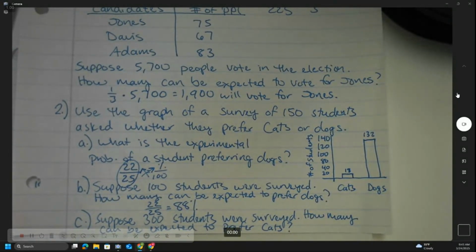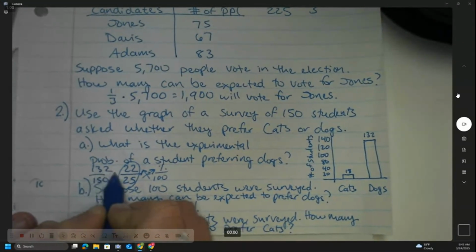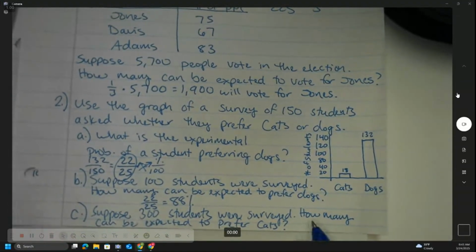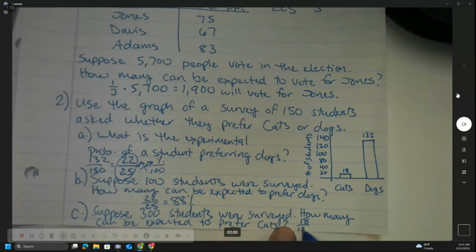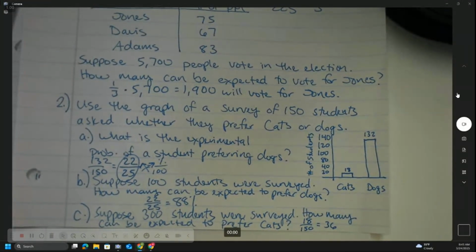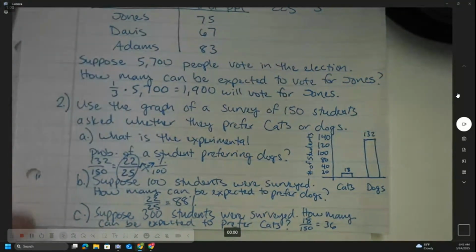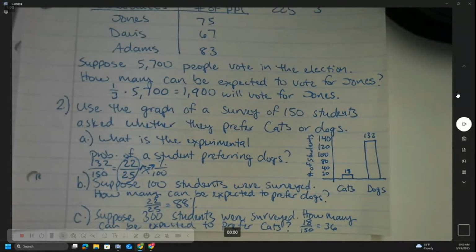C, suppose 300 students were surveyed. How many can be expected to prefer cats? Well, same up here. If we had 132 over 150 reduced to 22 out of 25, for cats, it would be 18 out of 150. And once you divide it, you get about 36%, or 36 people, kids, would prefer cats over dogs. You just got to do the math and find your percentages. Remember to find your part of your whole amount that they're being asked, whether it's like 150 for the start or 100. Suppose 300, though, you divide it.